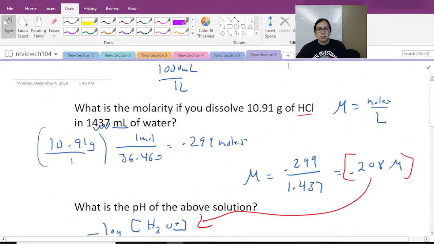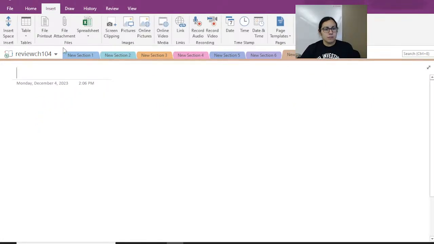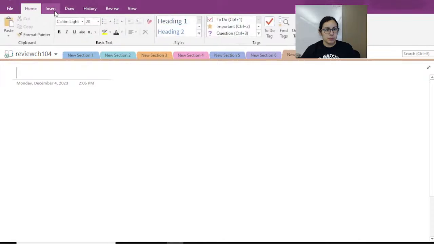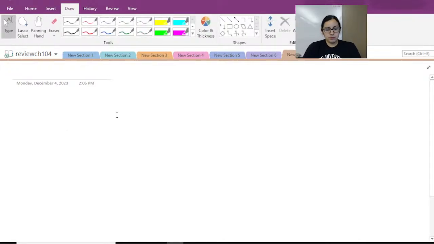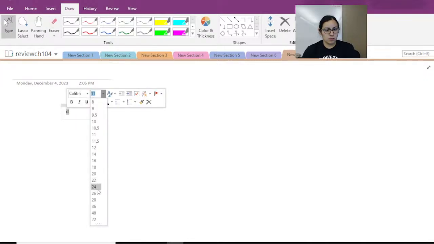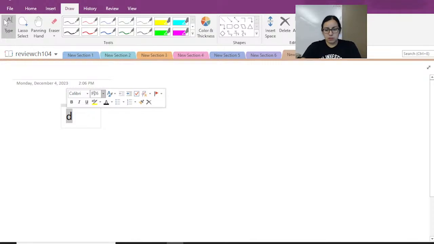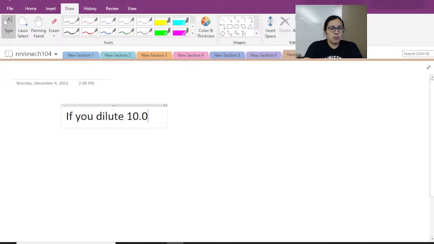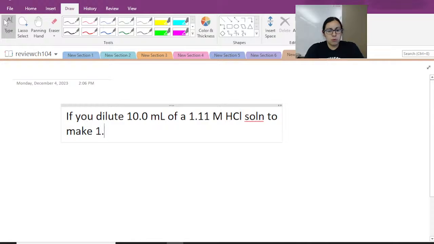So let's do another type of problem. So if you dilute 10 milliliters of a 1.11 molar hydrochloric acid solution to make 1.56 liters, what is the pH?